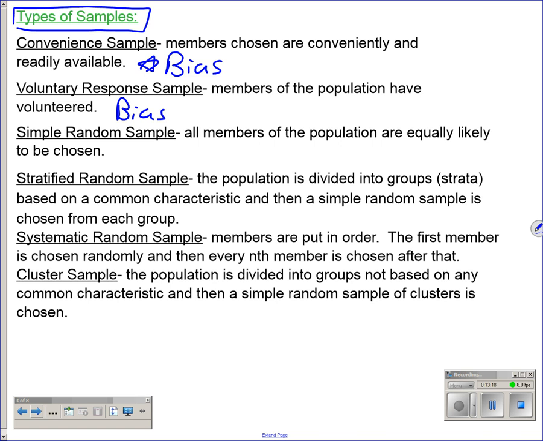All right, but the one that we strive for, the one that's really good, is a simple random sample. That's the one that we try to get. That's where all the members are equally likely to be chosen. Every member of the population has an equal chance of being picked. The best example I can give is say the population is Hickory Ridge High School, and I take everybody's name and put it in a hat and I draw a name out. Doesn't every single person have an equal chance of being picked? Yeah, everybody has a name in a hat. Everybody's name has an equal chance of being picked. That's a simple random sample.